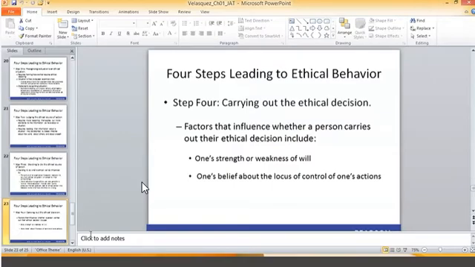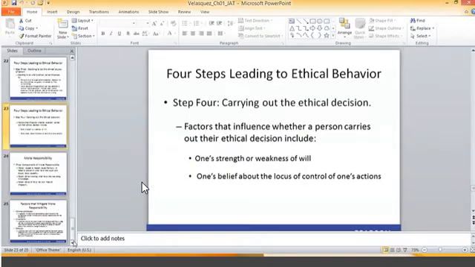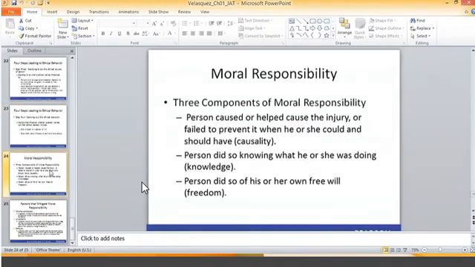Okay, so we are done with this, and I think we have two more slides before we go to chapter 2. Moral responsibility, right? Kita punya tanggungjawab tentang moral. It says here, three components of moral responsibility. To identify moral responsibility, there are three components we have to look at. The first one is person cause, which they call causality.